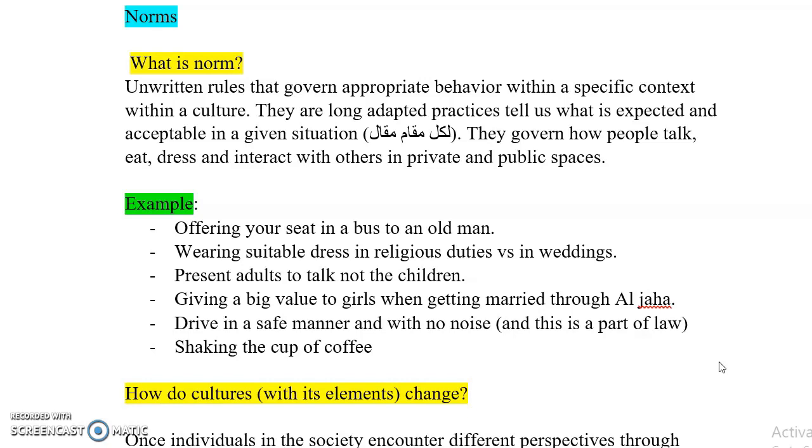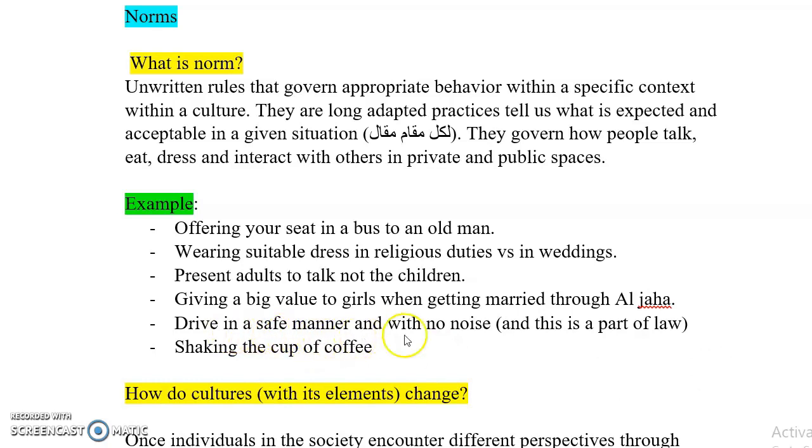So كتب الكتاب is not a norm, it is a faith, a belief. So it is a must regarding our Islamic religion. But the other activities that we have, like al-jaha and حفل الوداع وحفل الحنة and so on, all of them are part of norms in the Jordanian society.